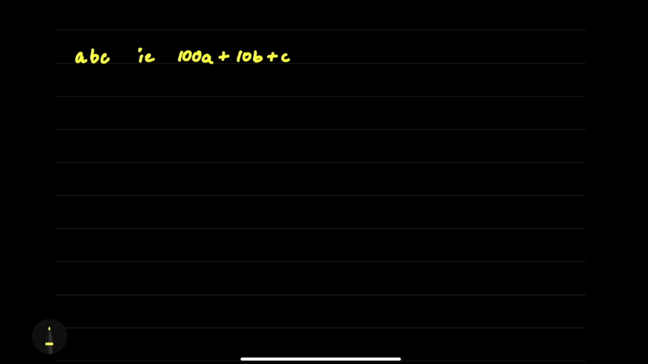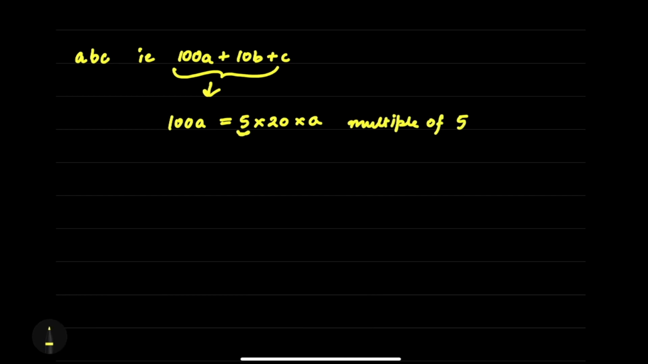And this can also be written as 100a plus 10b plus c. So let's look at 100a. It can be written as 5 into 20 into a. As we have 5 in its factorization, it is a multiple of 5. 10b similarly is 5 into 2 into b, which is again a multiple of 5.